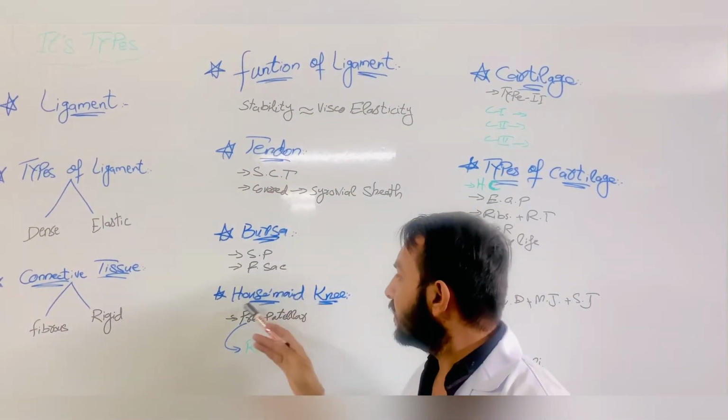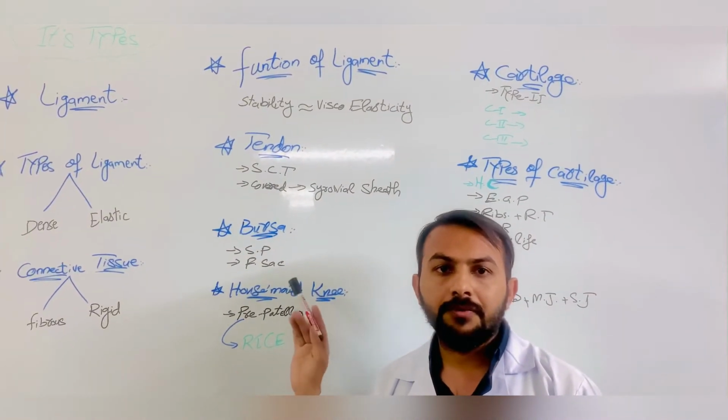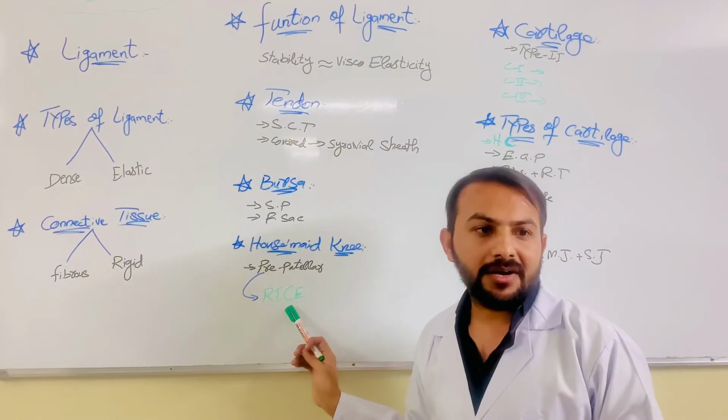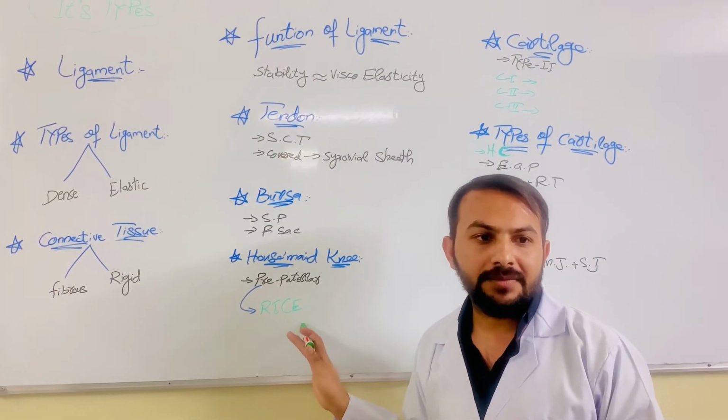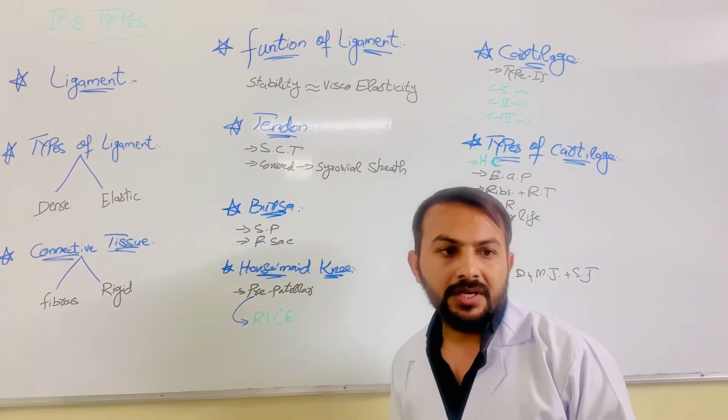Next is housemaid's knee. What is housemaid's knee? It is the condition where inflammation of the prepatellar bursa is present, known as housemaid's knee. And what is RICE? R means rest, I means ice, C means compression, and E is for elevation. Rest, ice, compression, elevation.